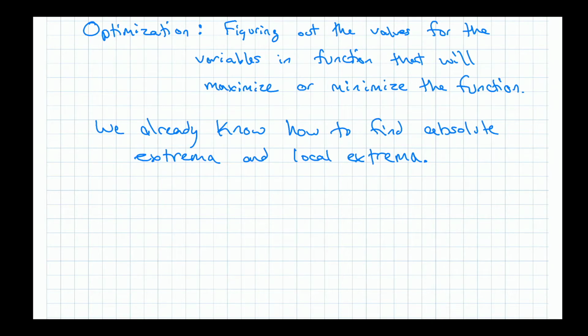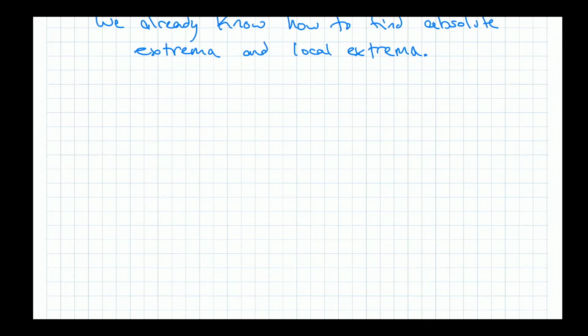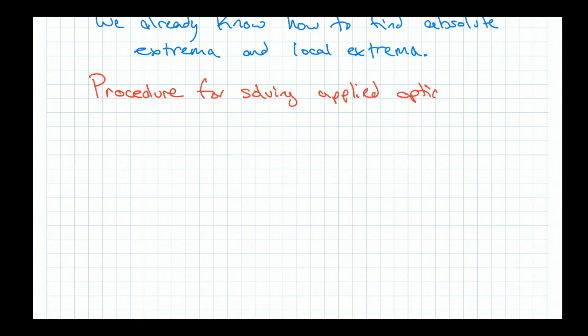All right, so could we have steps here? Maybe we have a procedure to follow. So I'll say procedure for solving applied optimization problems. All right, so the first thing you're going to want to do is draw a picture of what's going on, just like you would for related rates or something. You want to draw a picture, if possible, of the situation.